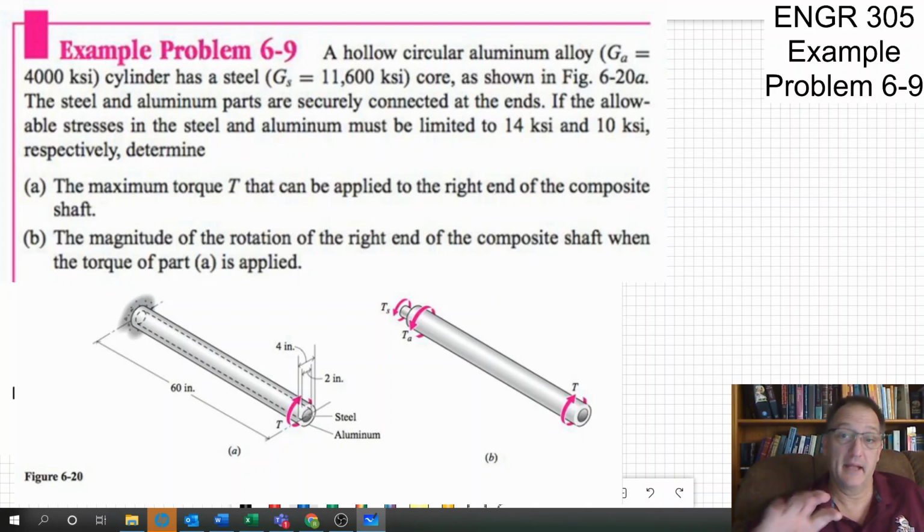Then we're going to talk about what's the magnitude of the rotation. But those are the two questions that we've got. We're starting with what's the maximum torque that can be applied at the right end of the composite shaft.